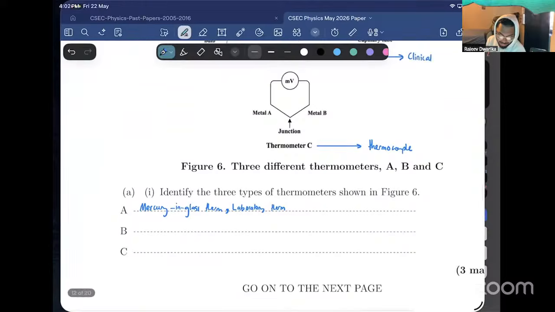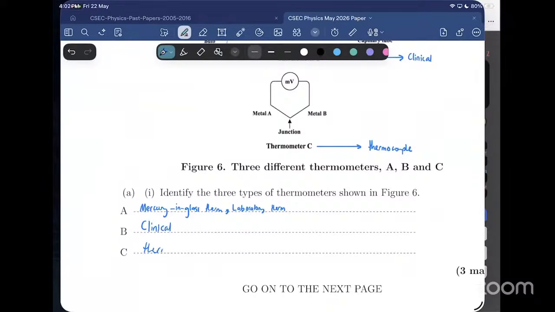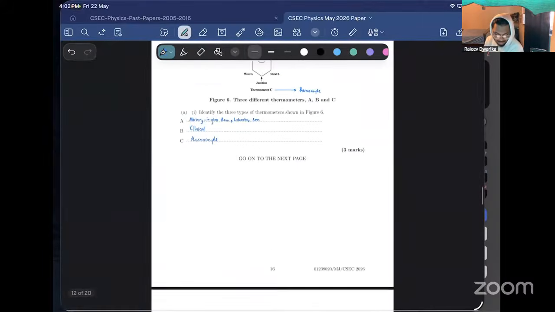All right. B was a clinical, and C was a thermocouple. Yes, sir. Easy peasy. Easy 3 marks.